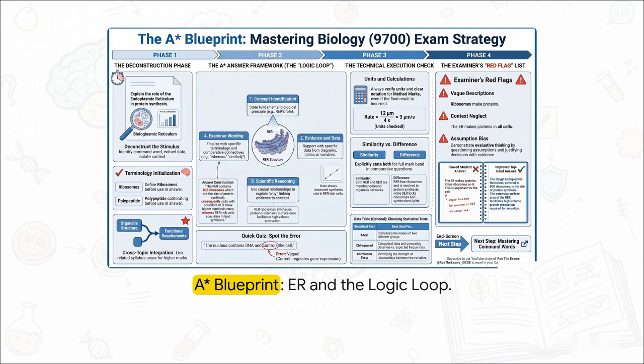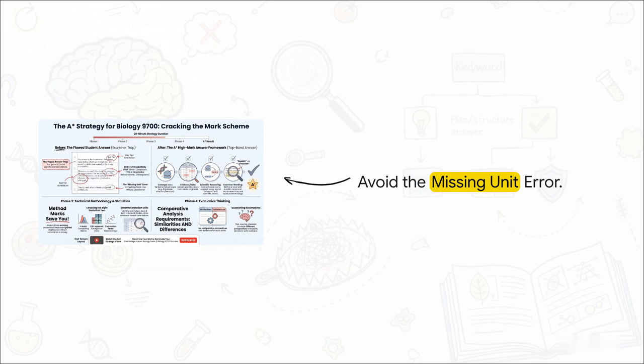You literally link the evidence, like the 80S ribosomes and the large surface area, directly to the concept of high-volume synthesis. Now, when this builds into data questions, that distinction matters even more. We've got that clear split again, 80S in the cytoplasm, 70S in organelles. But here is a major warning, the missing unit error.